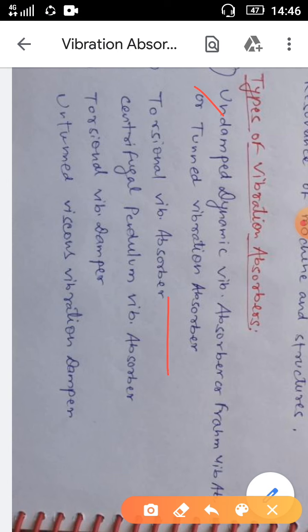The second one is our torsional vibration absorber. The next one is the centrifugal pendulum vibration absorber, then the torsional vibration damper, and the last one is the untuned viscous vibration damper, of which the first three are mentioned in our syllabus. It means the undamped dynamic vibration absorber, or Frahm or tuned vibration absorber, is the first type. The second type is the torsional vibration absorber, and the third type is the centrifugal pendulum vibration absorber. So these are the classification of the vibration absorber, of which the first three are in our syllabus.